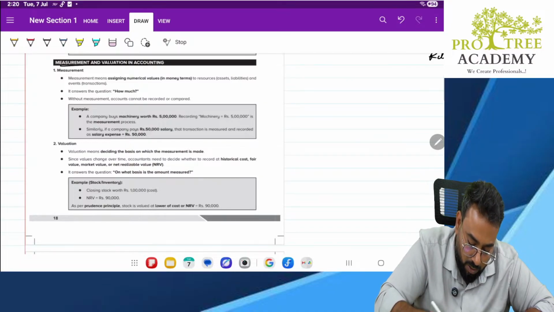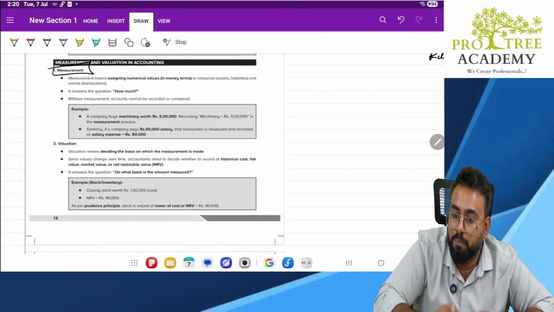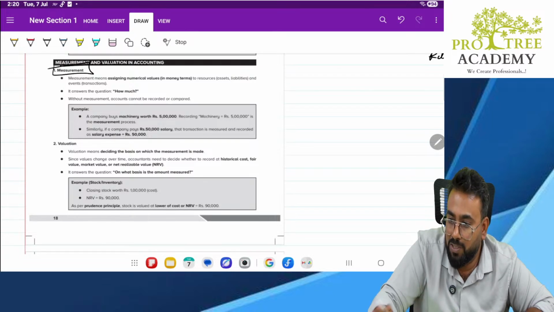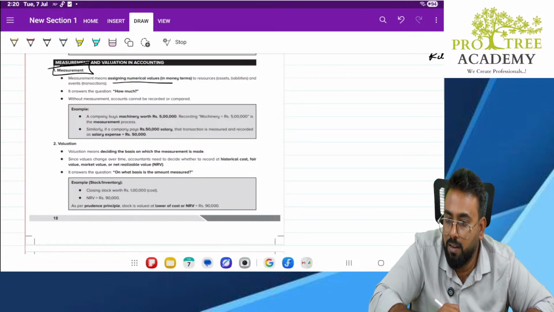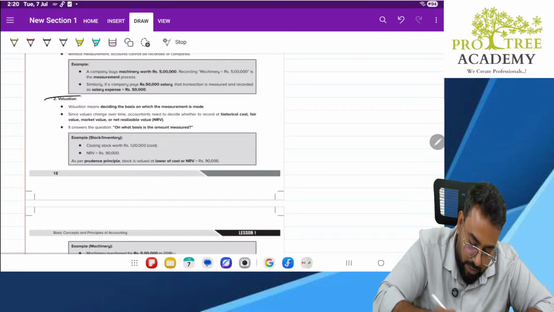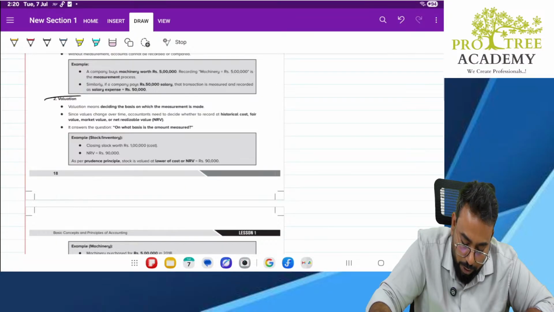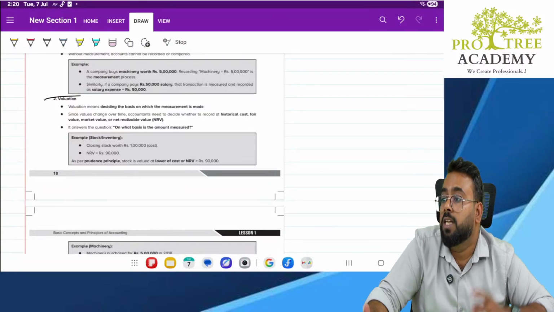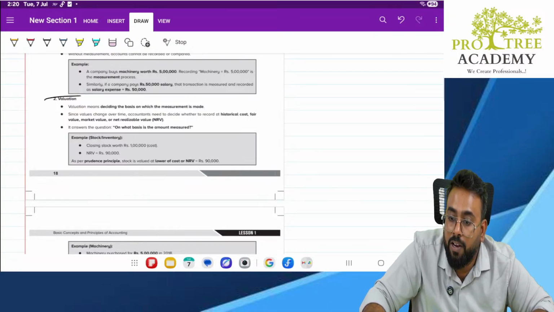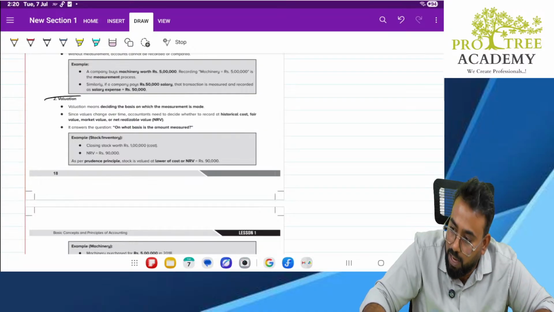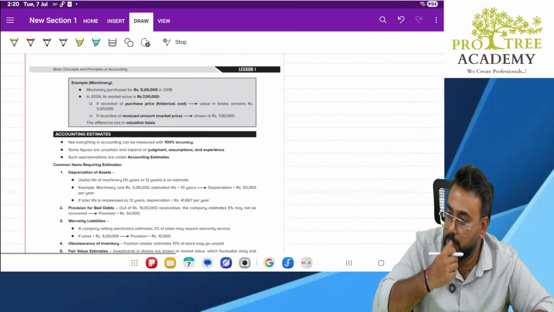All these things we have already discussed. Measurement and valuation in accounting. Your measurement is done only by money, so a numerical value should be associated with it. Then valuation is, as we just discussed, that assets and liabilities will be valued depending upon the principle or method you use: historical cost, fair market value, realizable value, present value. Clear? Everybody has understanding? Yes.